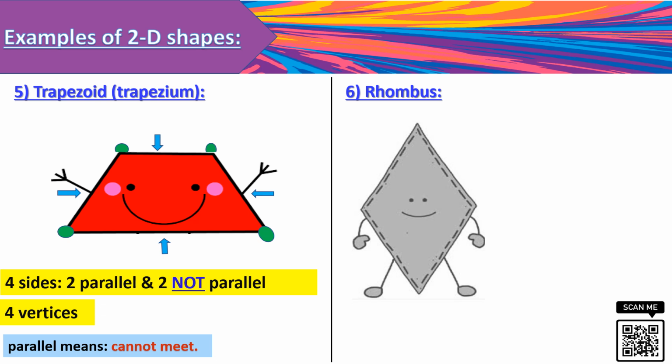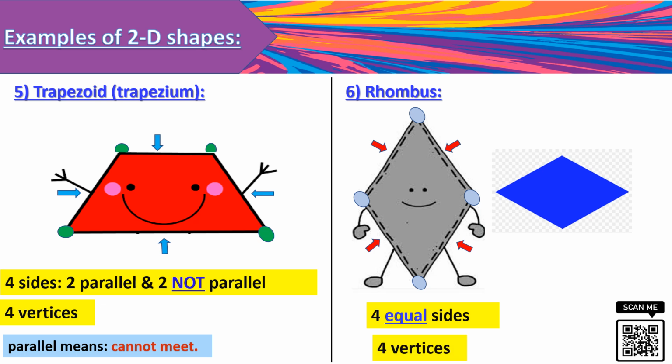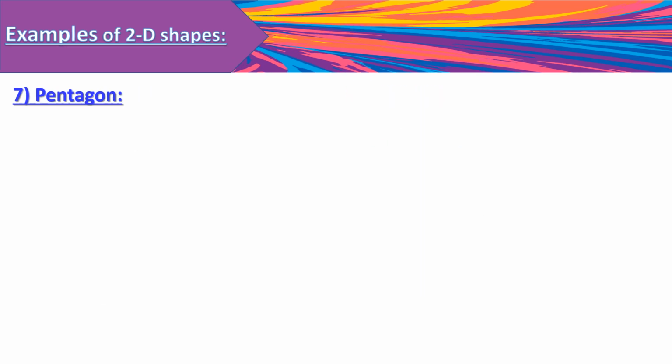Let's move to rhombus. Hello, Mr. Rhombus. How many sides do you have? 1, 2, 3, and 4. 4 sides. Are they equal or not? Yes, they are equal. So it has 4 equal sides. How many vertices? 4 vertices, because the number of sides equals the number of vertices. Let's move to pentagon.